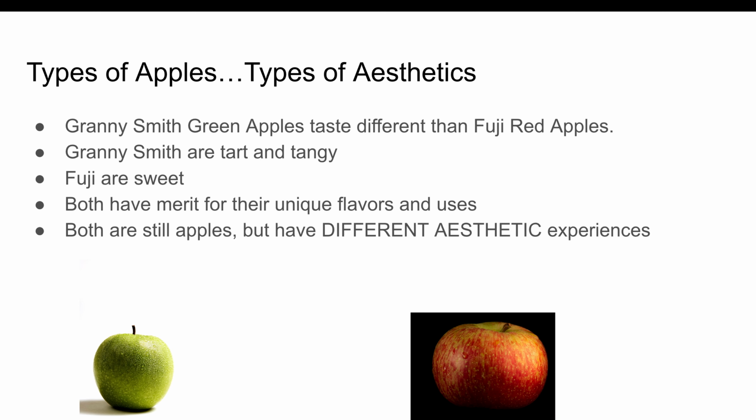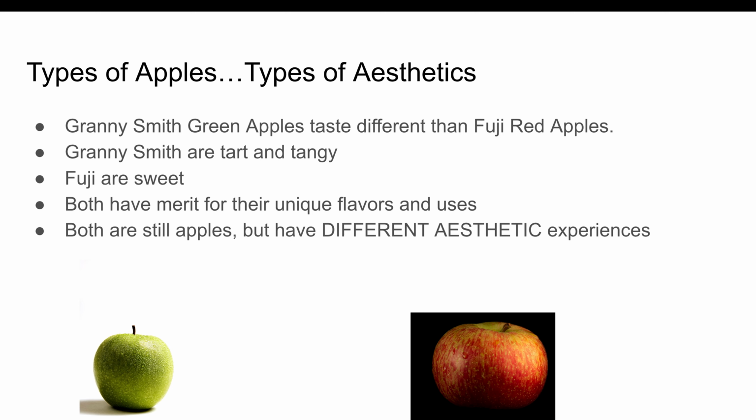So, style and type have different aesthetics. Okay, so like a Granny Smith apple has a different flavor, different look, different texture, everything than a Fuji red apple. Okay, Granny Smith are tart and tangy, and a Fuji are nice and sweet. Okay, as far as I know, Granny Smiths are really good for baking in a pie, but you would not put the Fuji in a pie because they have different purposes.